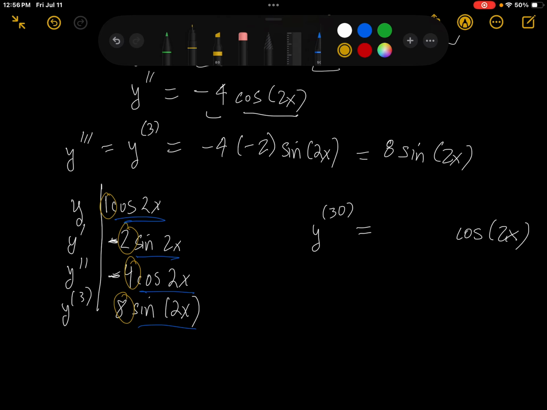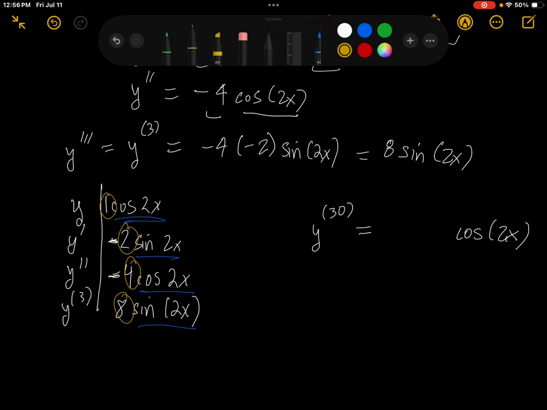So what is the constant? Forget the plus or minus. Besides that, what number are we going to get when we take the 30th derivative? So when you start off with y, you get 1. First derivative, you get 2. Second derivative, you get 4. Third derivative, you get 8. So you're taking powers of 2, because each time you're taking a derivative, you're multiplying by 2.